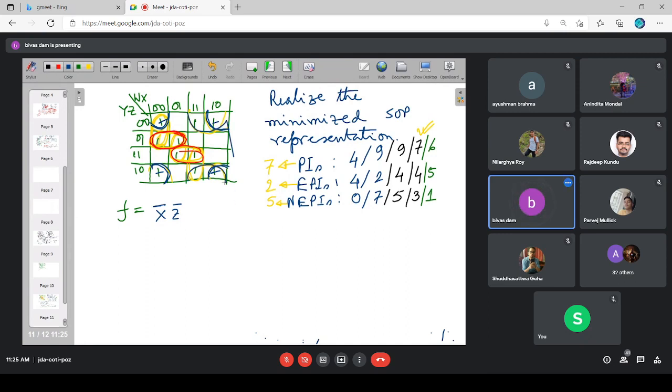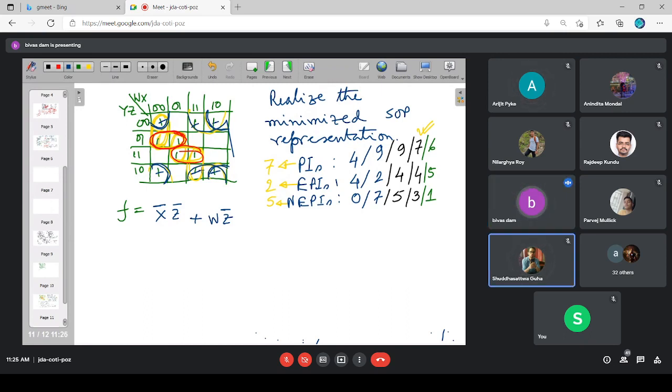This one. So what will be the product term? WZ bar. WZ bar. Now after including these 2 essential PIs, are we able to cover up all the ones? No, sir. So how many are yet to be covered?